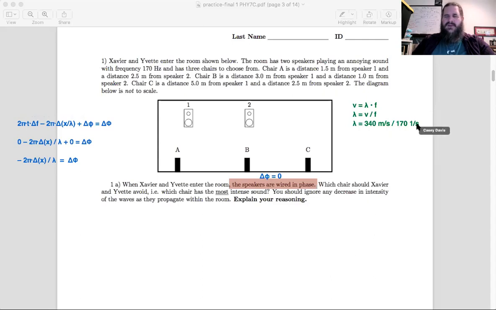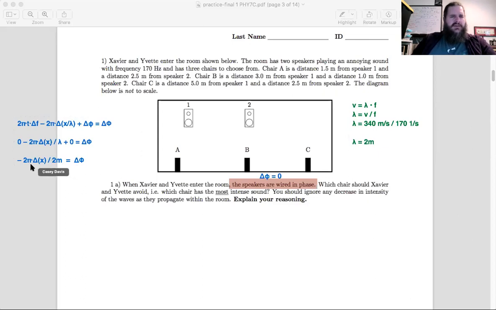Seconds and seconds cancel out. We're left with meters. And I think that's just going to be 2. So the wavelength here is just 2 meters. And we can fill that in. Wavelength is 2 meters.